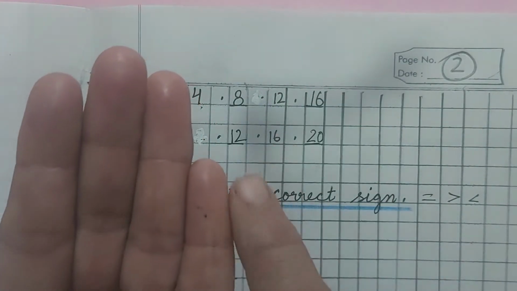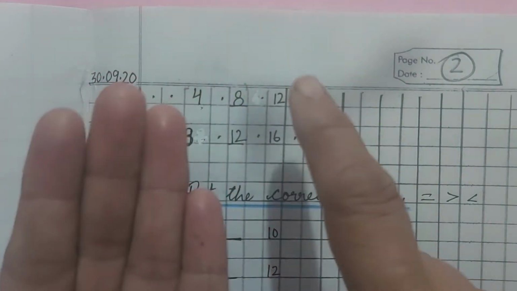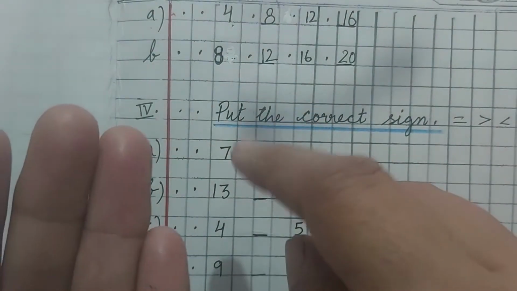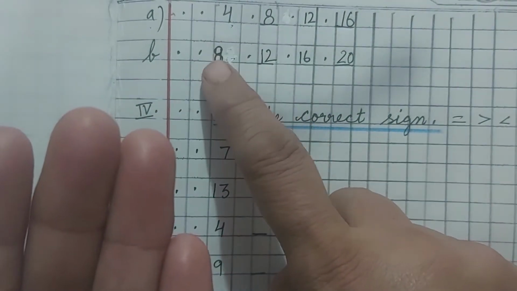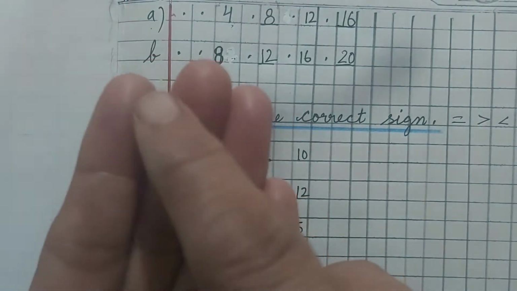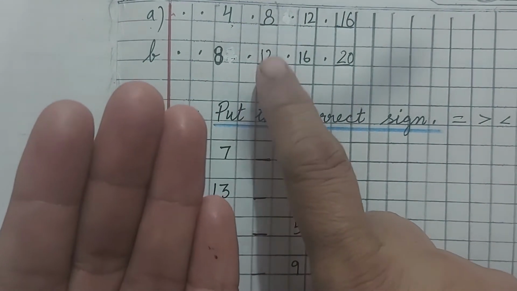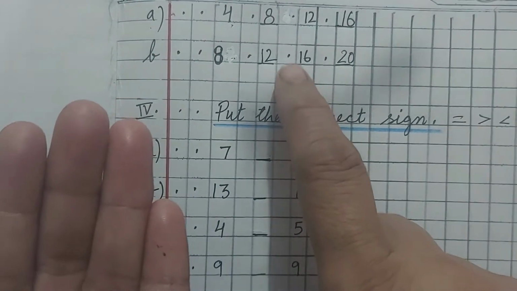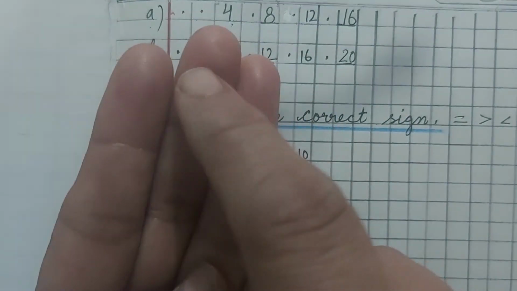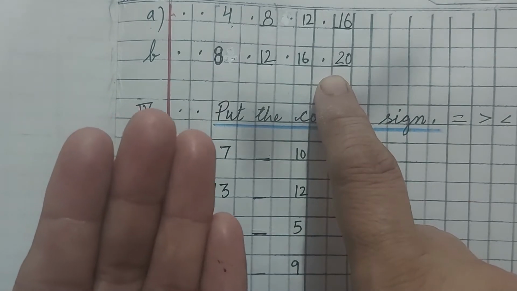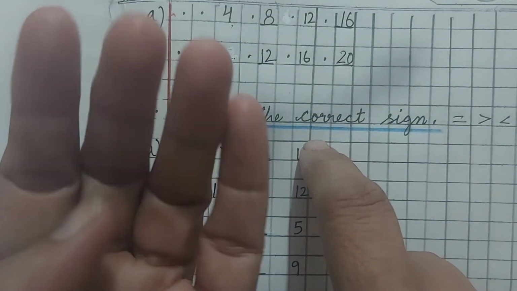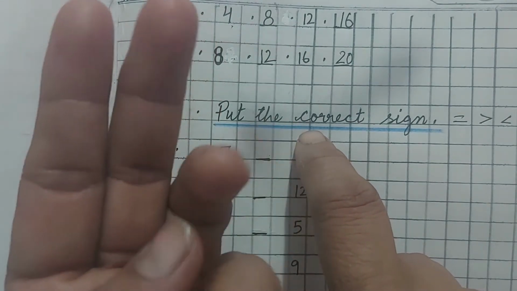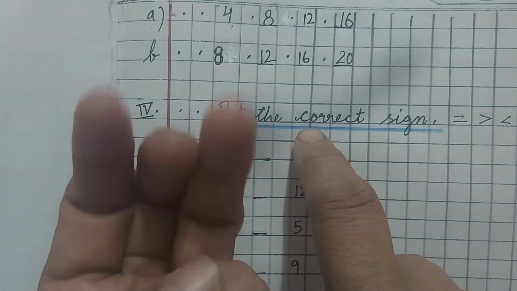12 will go in mind. 13, 14, 15, 16. 16 you will write here. Now again 8 will go in your mind. First number. Then 9, 10, 11, 12. 12 is written here. And 13, 14, 15, 16. 16 is written here. 17, 18, 19, 20. 20 is written here. Okay. So for skip counting of 4, 4 fingers take out. For skip counting of 3s, 3 fingers take out.